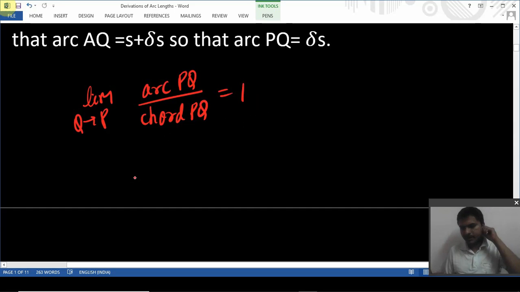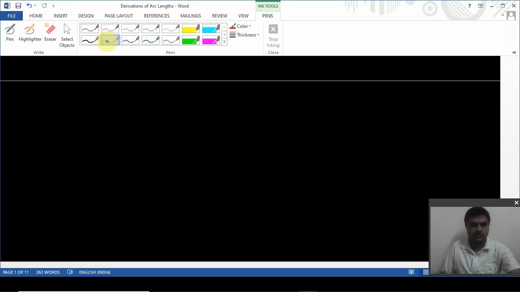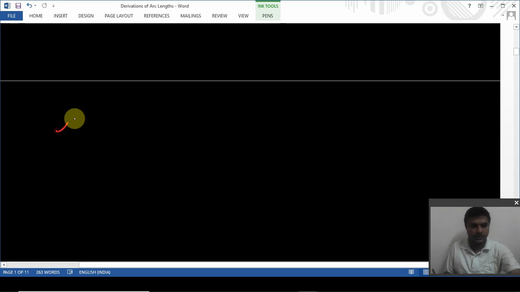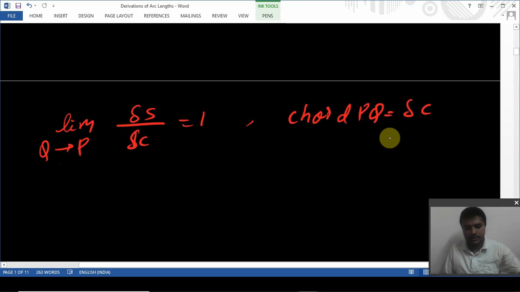So that is very simple. We can write this same as limit Q tending to P of delta S divided by delta C, which is nothing but 1, where chord PQ, as I just said, is equal to delta C. This is a small change in C, that is chord C.